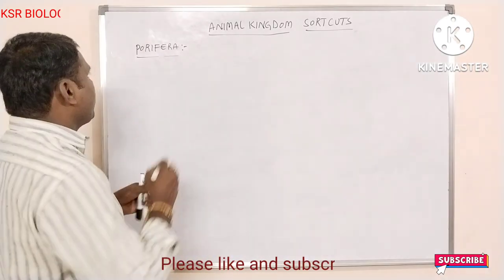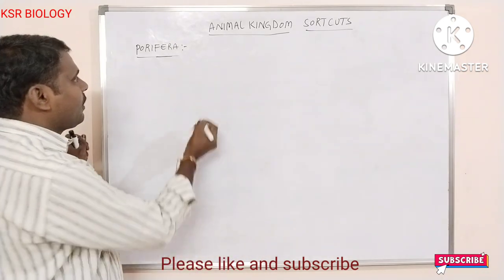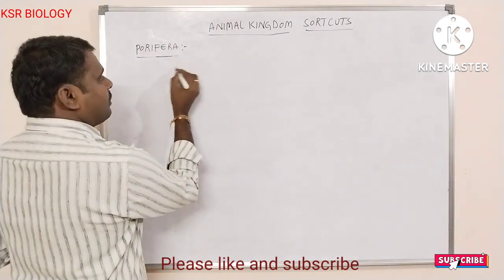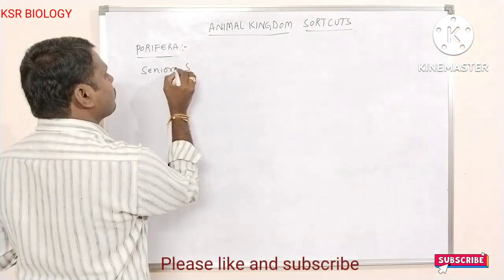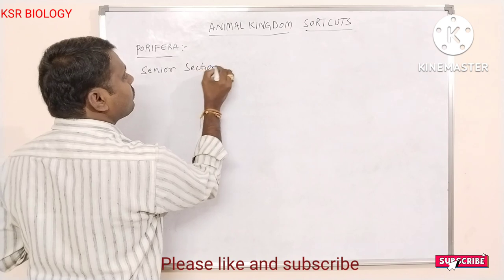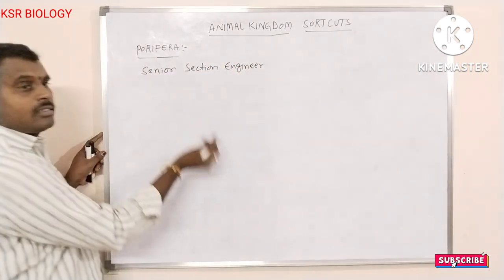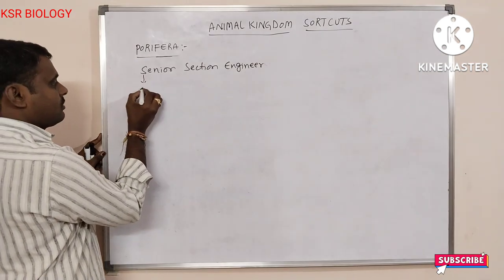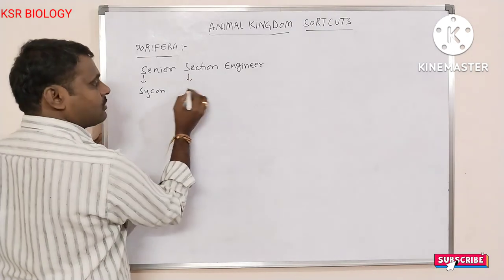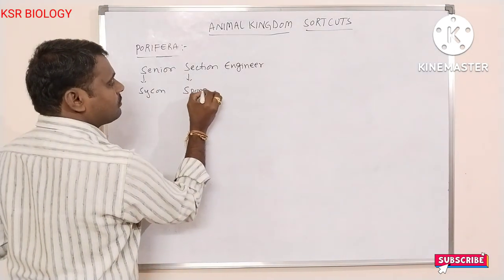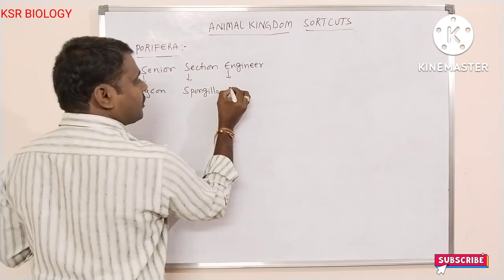In the animal kingdom, the first phylum is Porifera. Phylum Porifera and its examples we can discuss with the help of a simple statement: Senior Section Engineer. Here, S stands for Sycon, S stands for Spongilla, and E stands for Euspongilla.